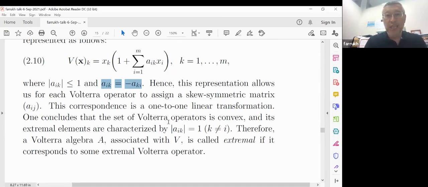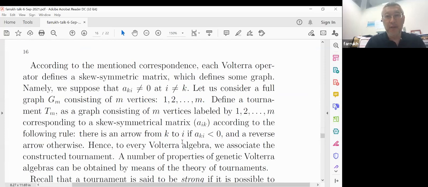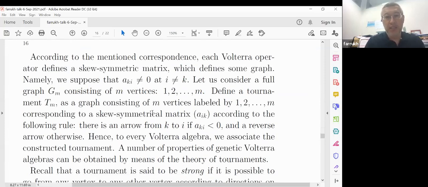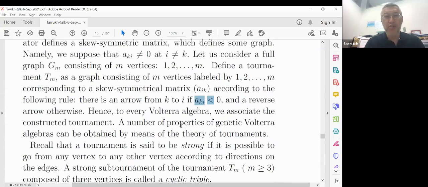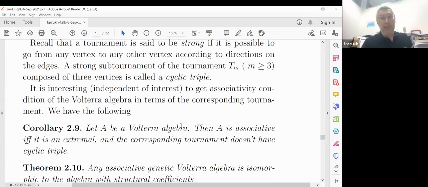Then to each such matrix, one can associate a graph. What kind of graph? A directed graph. If Aij is less than 0, then we have an arrow from K to I. Otherwise, you have another kind of arrow. So for each skew symmetric matrix, we can associate graphs. And then by looking at the graph properties, we can formulate the following theorem.